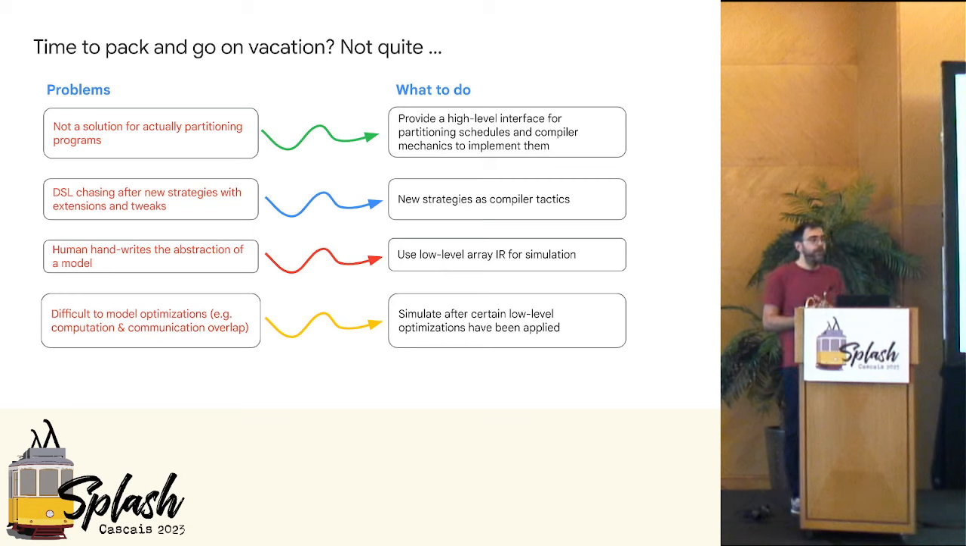Then the other thing is that a human has to write the abstractions of these models, which is error prone. They may forget some collectives.